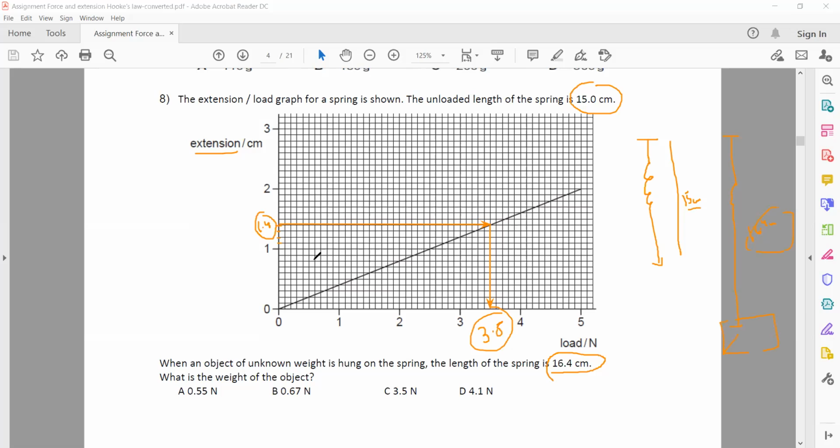So how to find extension? Extension is the final length minus the original length. So 16.4 minus 15 is equal to 1.4. So we draw a line from 1.4 and identify what the load is. Is it clear? Any doubt in this part?